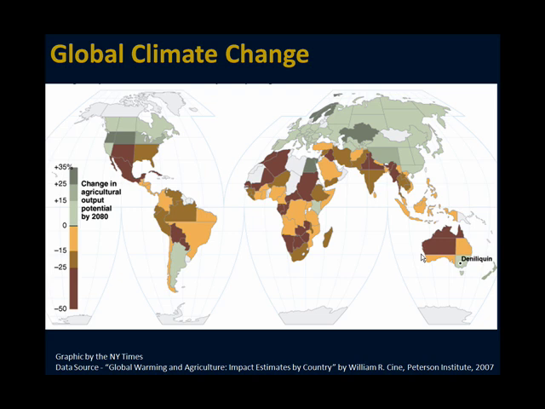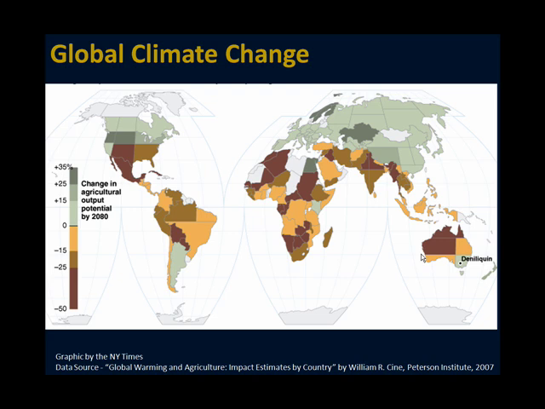Countries that you see in dark green and light green, it's estimated that there could actually be an increase in agricultural output by 2080. Countries that you see in yellow and red could actually see a decrease in agricultural output by 2080, due in part to droughts, more frequent flooding, and just more unpredictable patterns in our weather and ultimately climate.